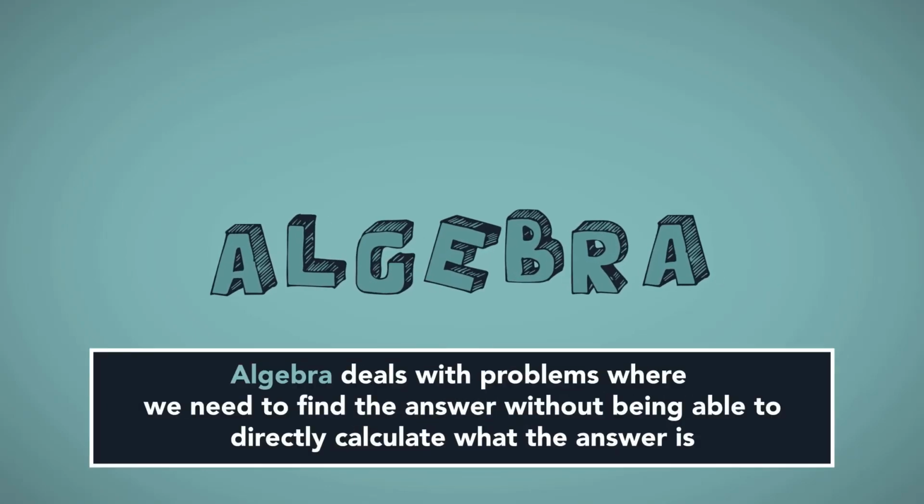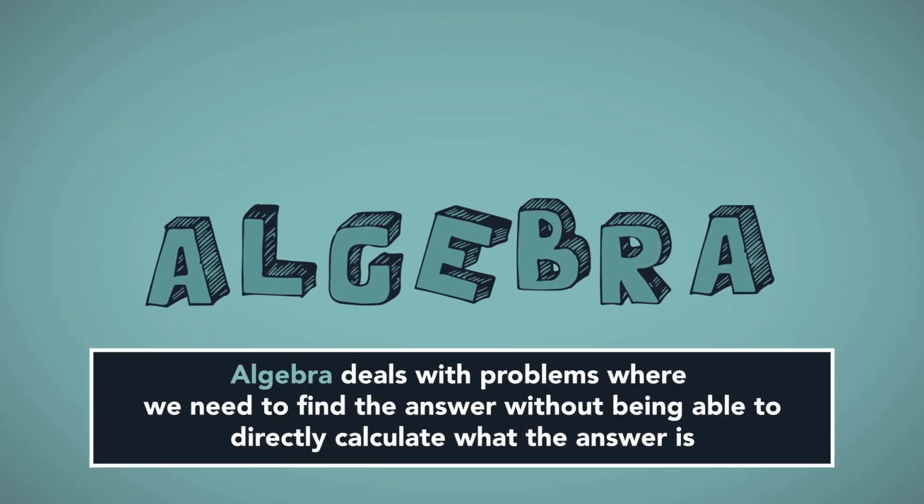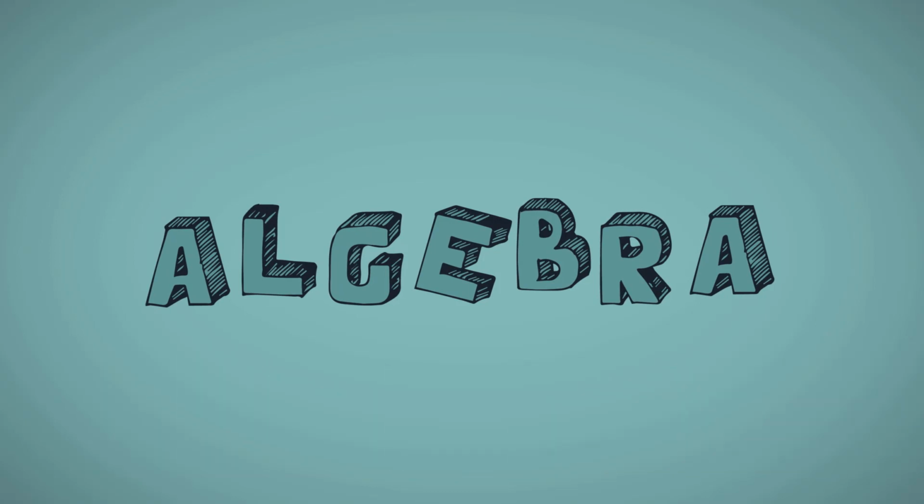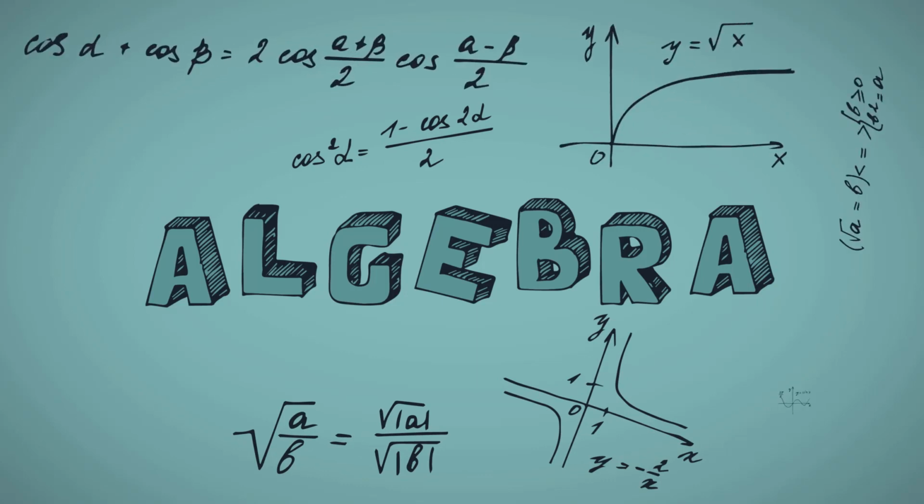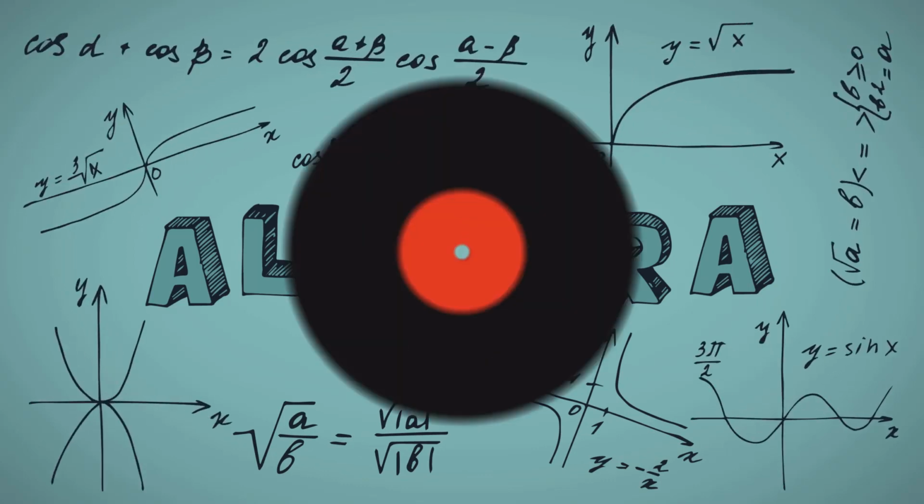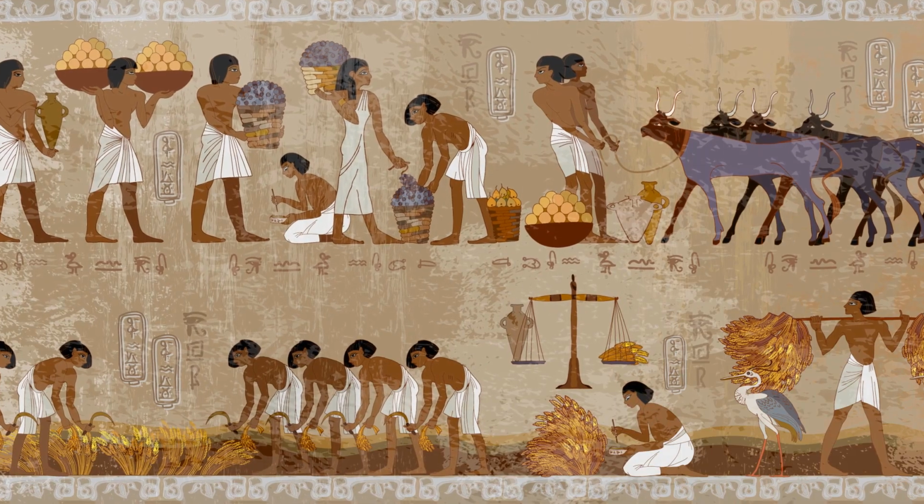In algebra, we rather deal with problems where we need to find the answer without being able to directly calculate what the answer is. Algebra is like a number puzzle. We deal with problems where we have to figure out what something is from the condition that it satisfies. Here's an example of an algebra problem.